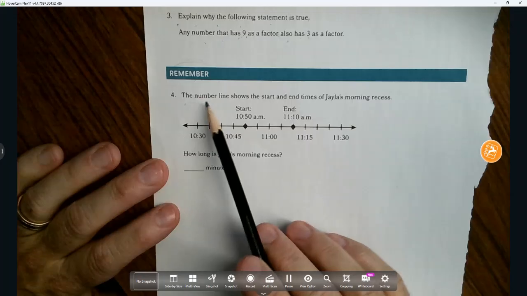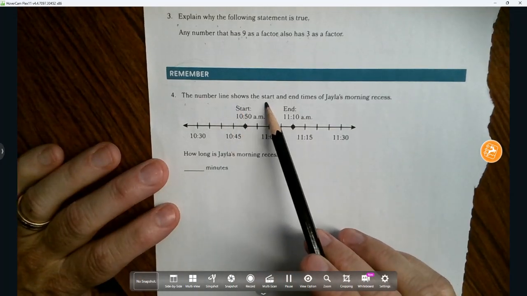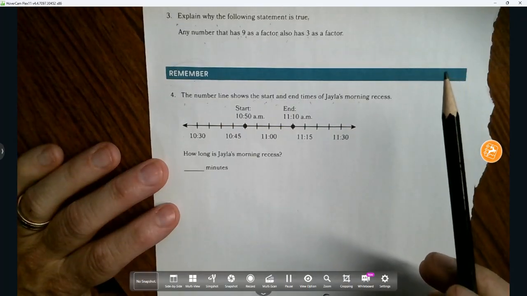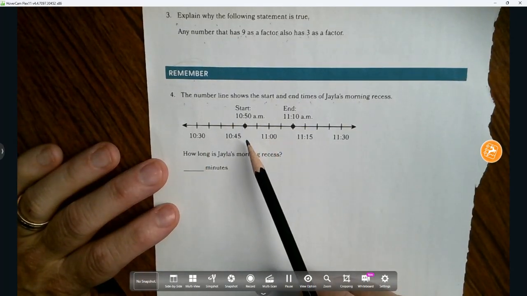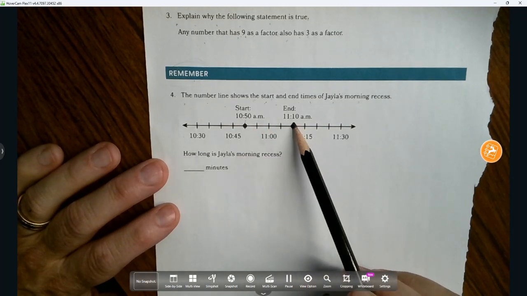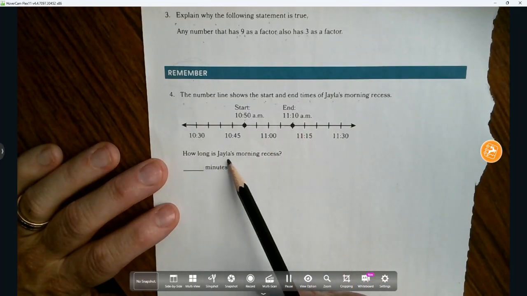Anyways, the number line shows the start and end times of Jayla's morning recess. Jayla's morning recess starts at 10:50. It ends at 11:10. She gets way more recess time than we do. How long is Jayla's morning recess?